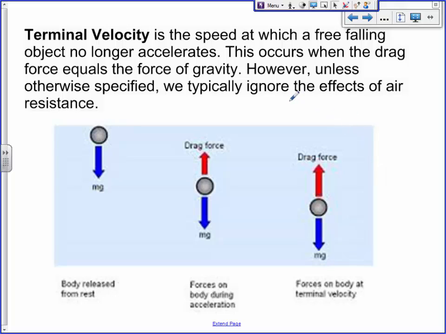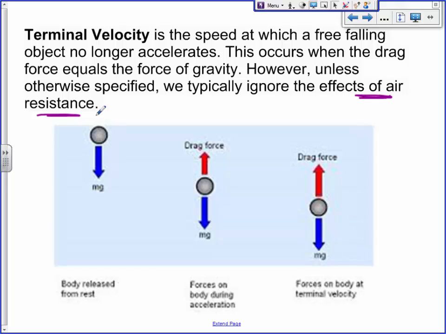Anyways, terminal velocity, I kind of got off topic there. At some point, the drag pulling you back up is going to be the same as the gravity pulling you back down, and you just won't go any faster. You'll just hit your final speed. However, we are typically going to ignore air resistance. So, when we did our lab yesterday, was there air resistance on the cars that went down the track? Yeah. And so maybe two different cars had different drag coefficients due to that.